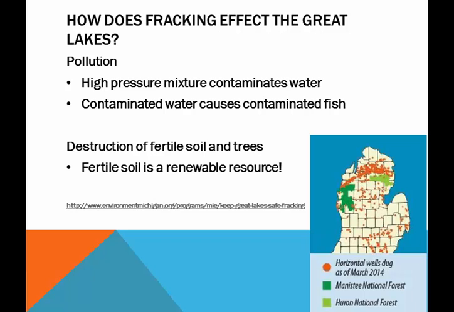Companies are clearing out forests for their buildings, which is also how more fertile soil, a renewable resource, is being destroyed as well. You can see more about fracking in Michigan by the URL provided at the bottom of your screen. In the previous slide, there's also a URL or a hyperlink provided for more information on fracking in general.